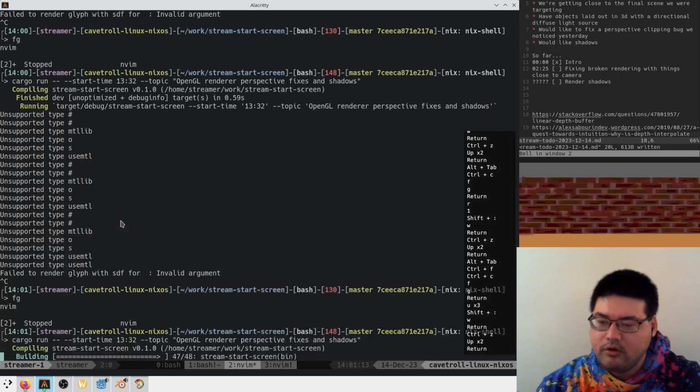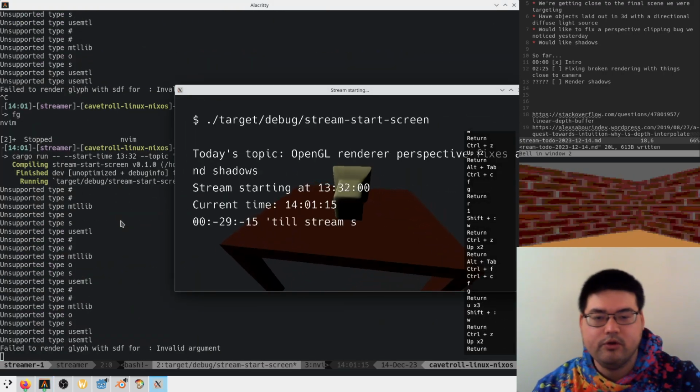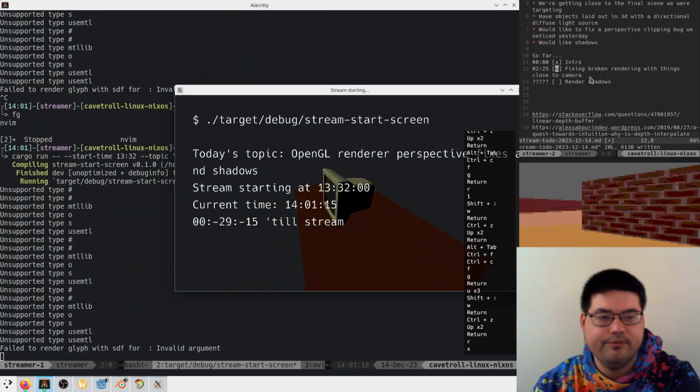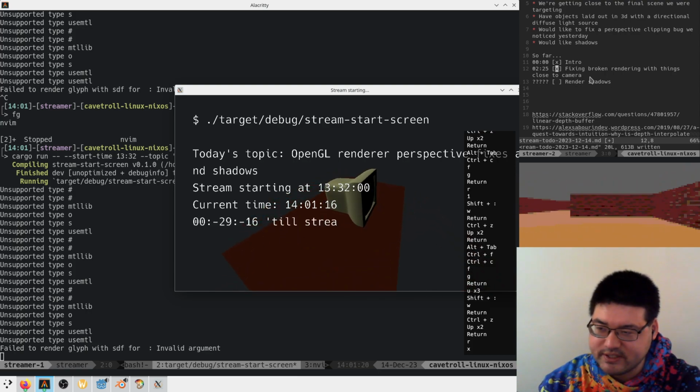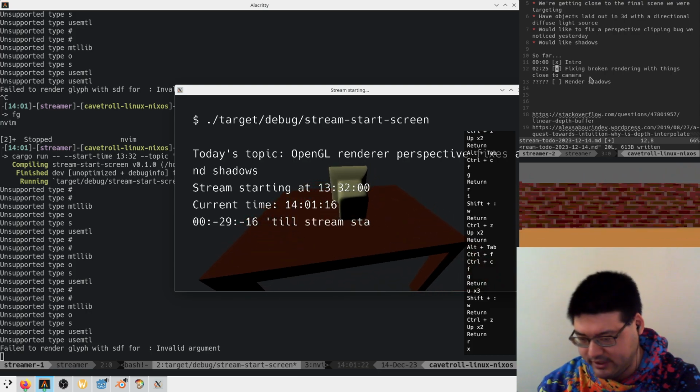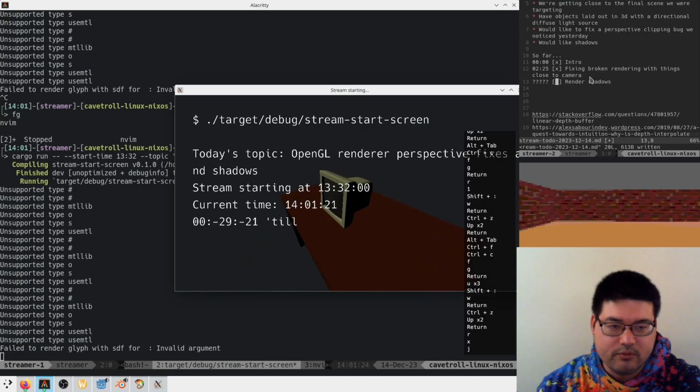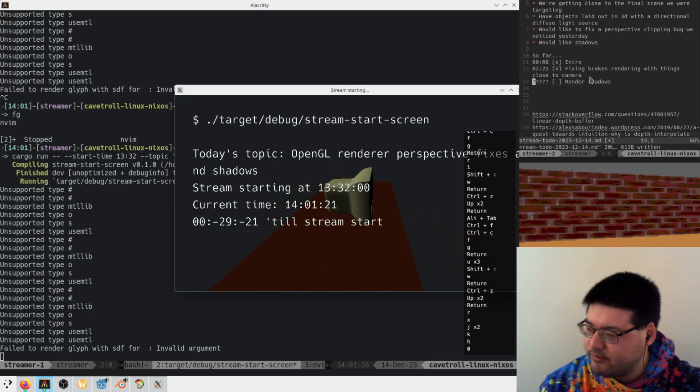So pretty cool. We'll probably have to come back to this at some point to fix near and far clip, and set the clipping planes intelligently. But for now, I think we'll call it there, which is pretty cool.